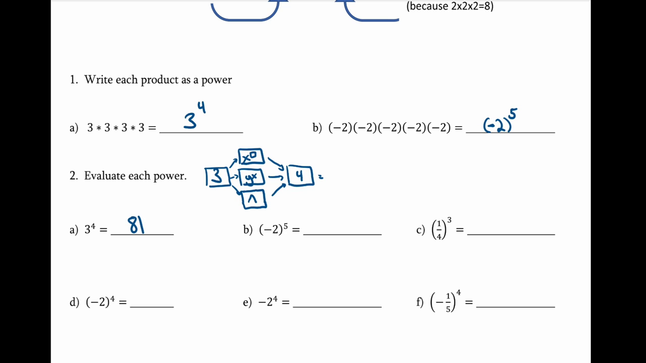Here, -2 to the power of 5, what we want to do, again, enter it as we see it. So -2 in brackets to the power of 5 is -32.